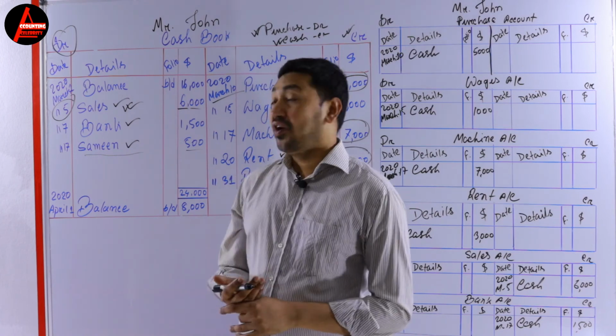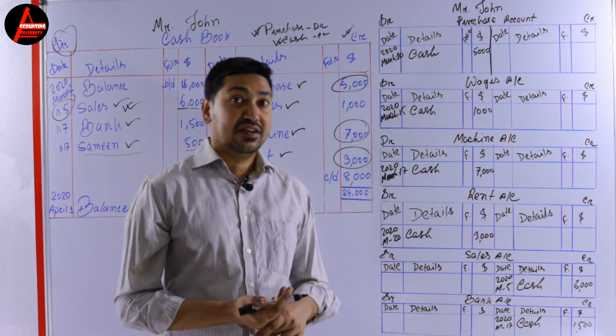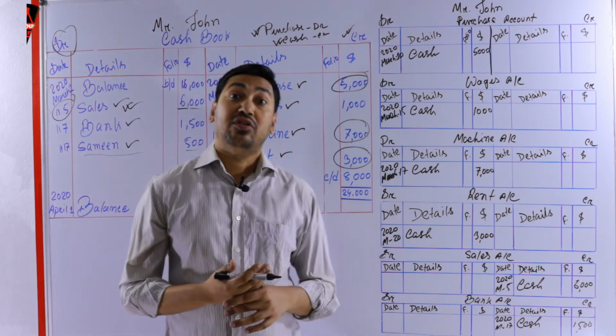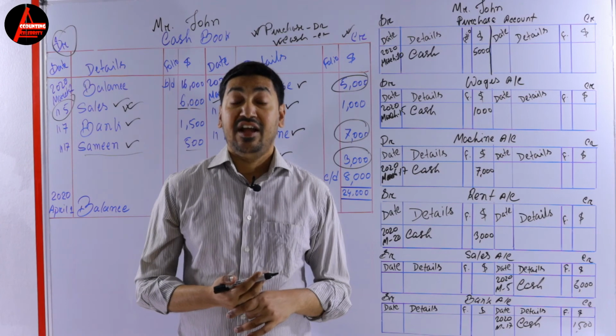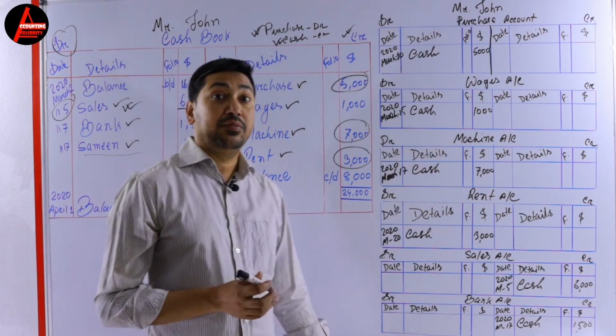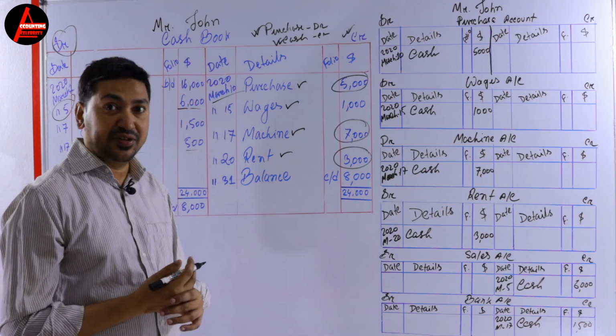Okay, so this is all about our today's lesson, and next time I'll show you how to prepare 3-column and 2-column cash book. Okay, I hope you understood, you learned how to prepare nominal ledgers from the cash book.